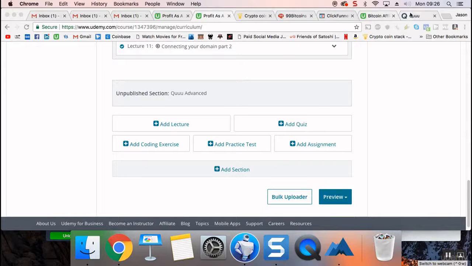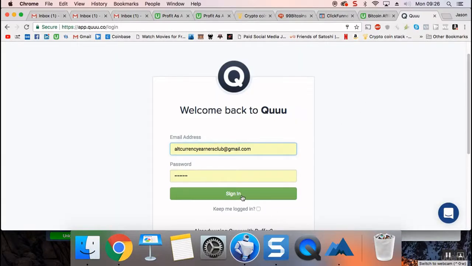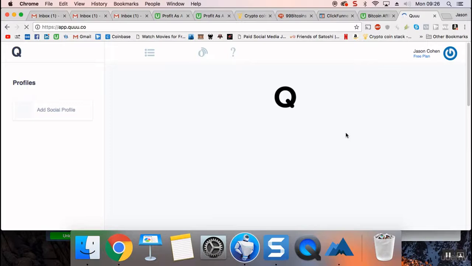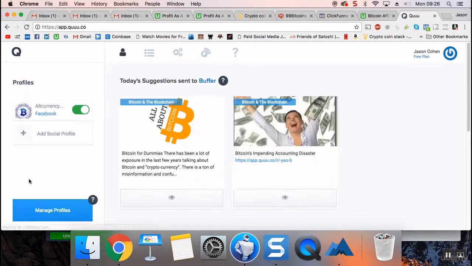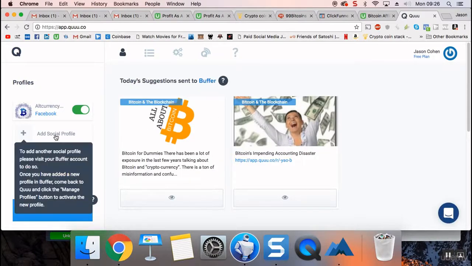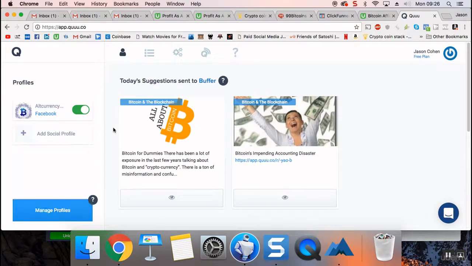Okay, so I'm going to head over to Q, sign in, and we are in my Bitcoin account, the alt currency, and let's talk about adding other social profiles.